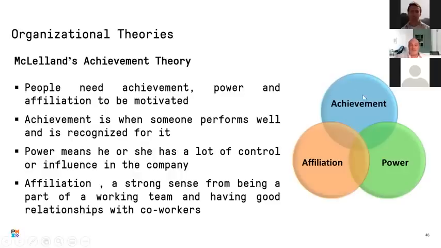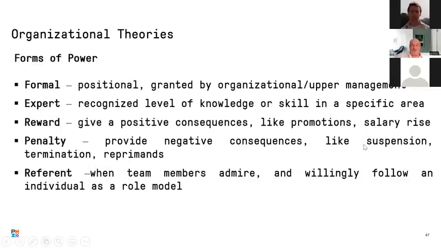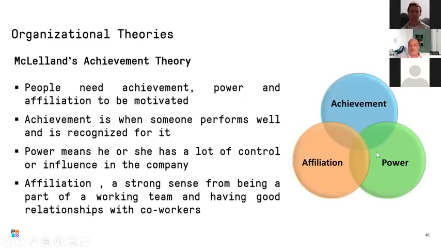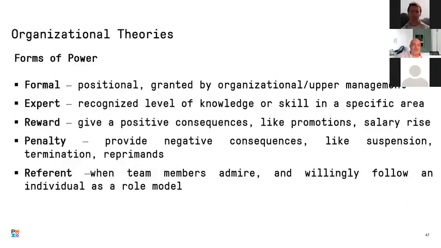So having these three is how McClelland explains the achievement and motivation theory: achievement, power, and affiliation. Of course, the top point is where you have all three, but these are the different areas for McClelland. We're just talking about the forms of power, and let's look at this slide. It will list the different forms of power if you have not gone through this before. And usually, again, that's another exam question.